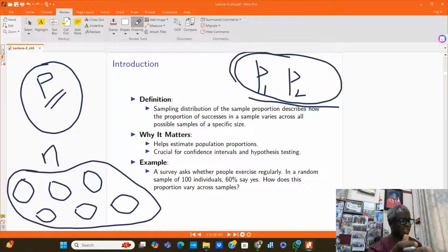It's also very important for hypothesis testing. In other words, the knowledge of the sampling distribution of a sample proportion is critical if we have to test hypotheses about the population proportion. That helps us to determine if our sample result is statistically significant or not. We will get to know more about those terminologies.